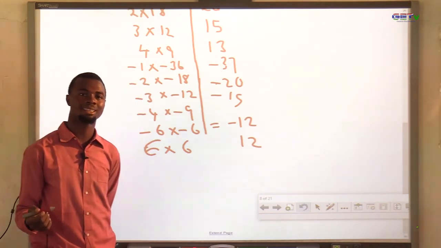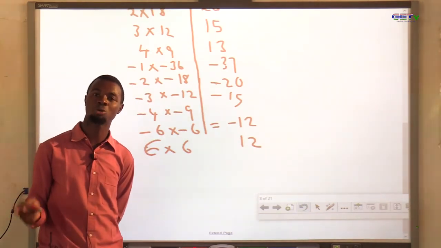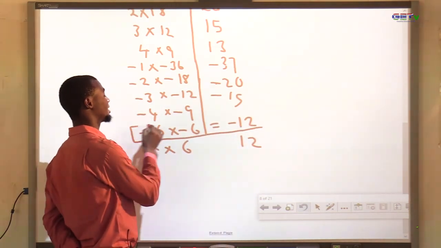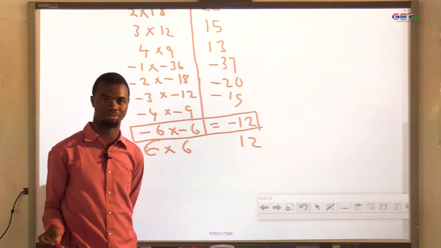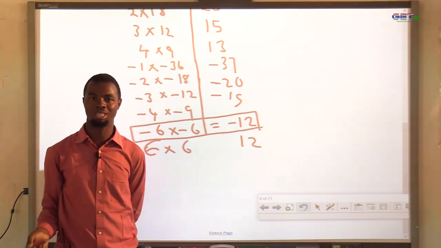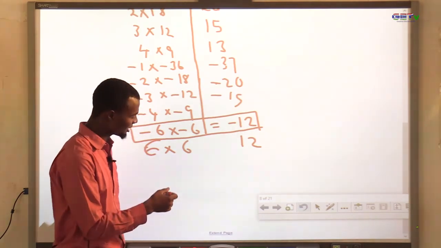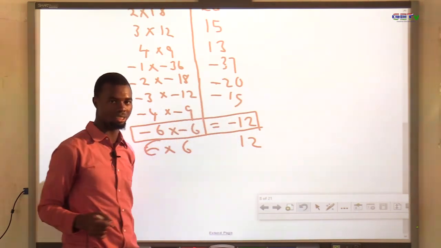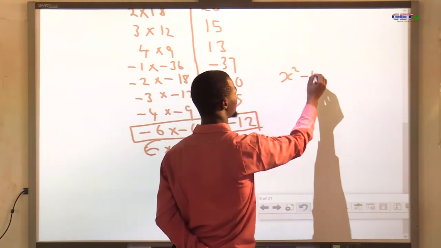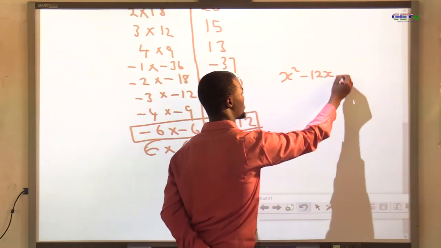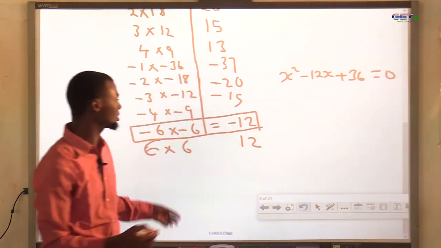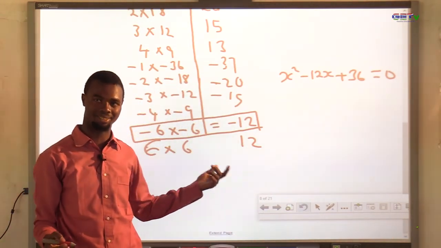So we should find factors of 36 whose sum is negative 12. You can see it's only one set of factors that can give you a sum of negative 12. That is this one here. So this is the one that will work for the equation. We substitute it in the place of negative 12. The equation is x squared minus 12x plus 36 equals 0, and the two factors are negative 6 and negative 6.